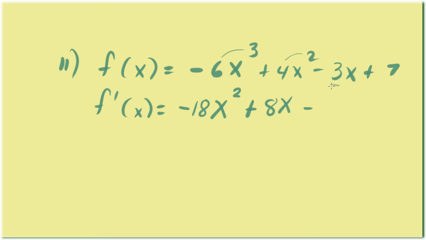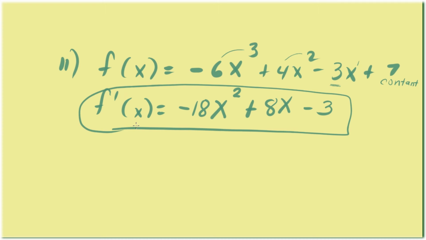Minus, all right, so this is just 1. So whenever you see 3 plain x, 3 times plain x is just equal to that negative 3. Again, this is a constant. The derivative of a constant is 0. This is it. This is our derivative.